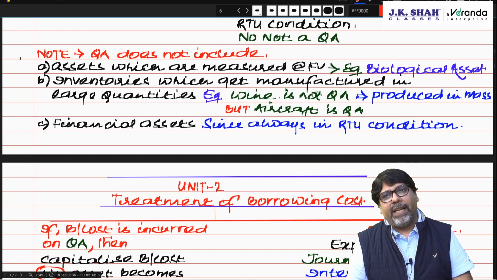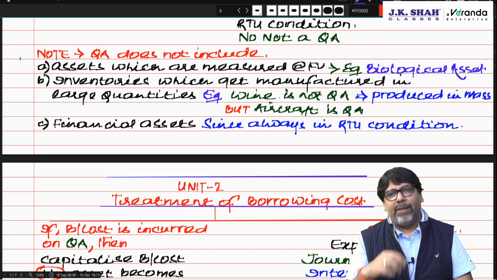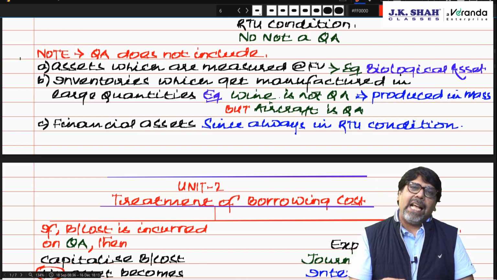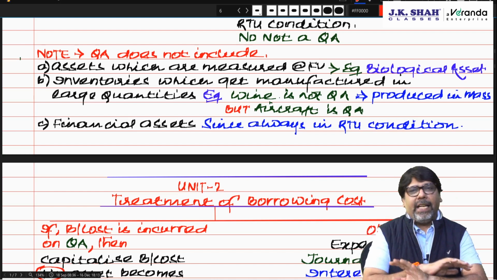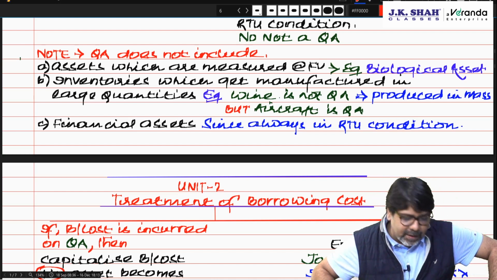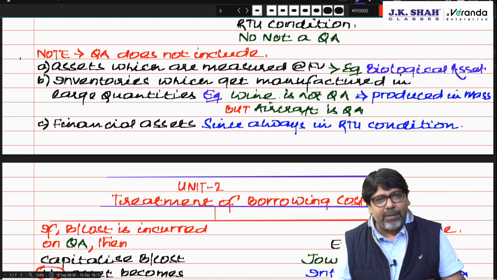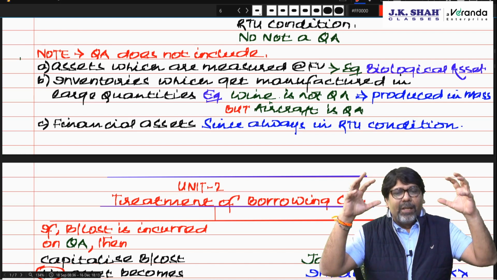Why? Because financial assets are always in ready to use condition, like debtors, investments. Whenever you invest money in that asset, it is ready to use from the moment you invest the money. Am I clear? So financial assets are out of purview of this standard. So till now we understood what is borrowing cost. So let me just go through it.